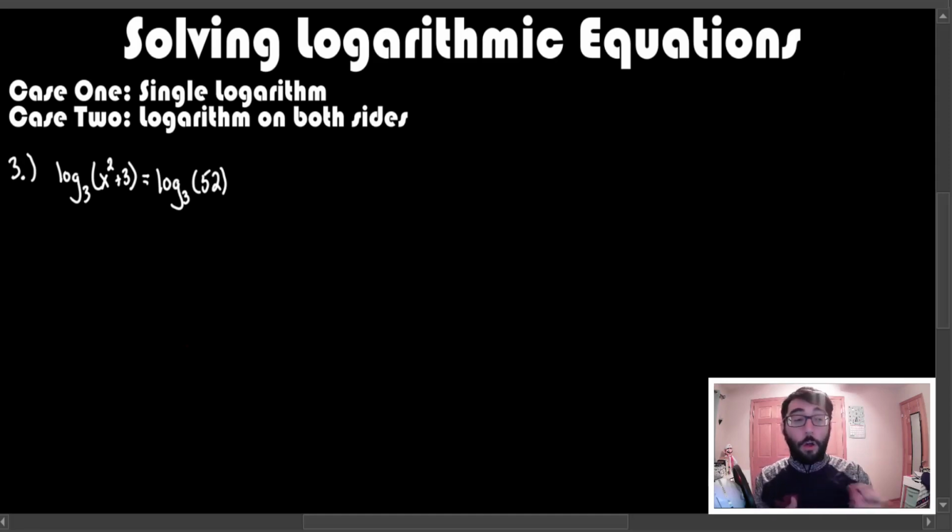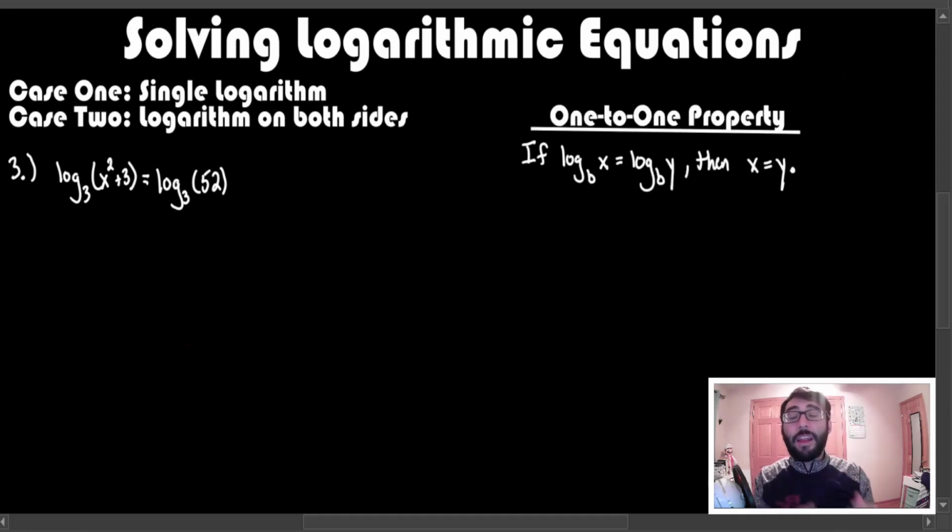Well, guess what? Logarithms have their own one-to-one property. And it basically states that if we have a single logarithmic expression on one side of the equation and a single logarithmic expression on the other side of the equation, and both of those logarithms have the exact same base, we can then set the arguments equal to one another. So in this particular equation here, all I would have to do is set x squared plus 3 equal to 52. And that's because both of these logarithms have a base of 3.